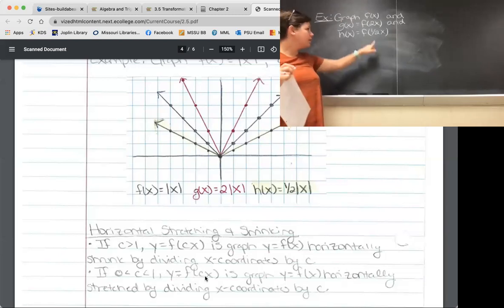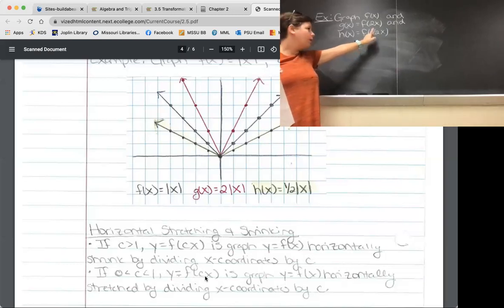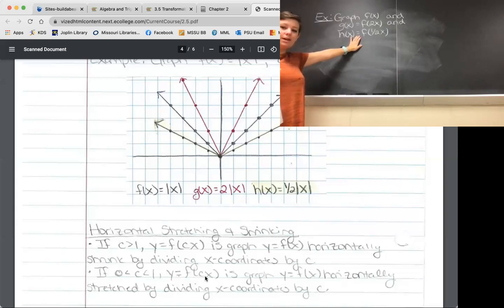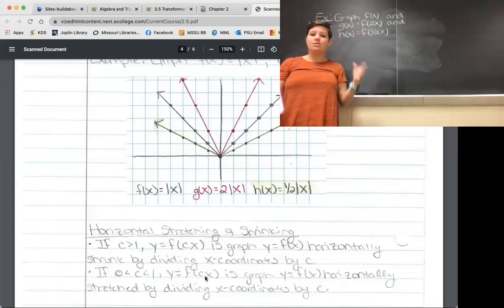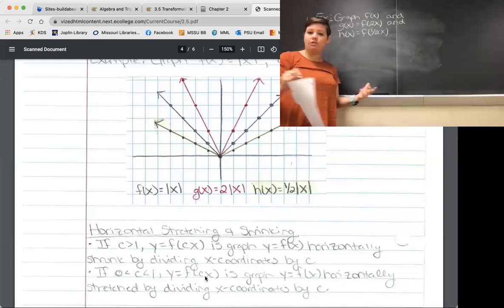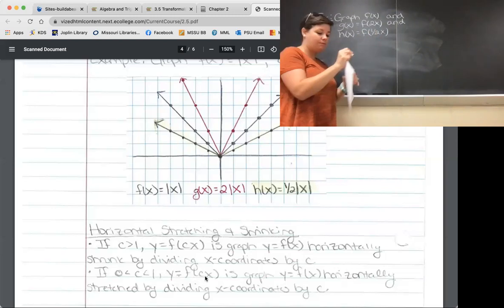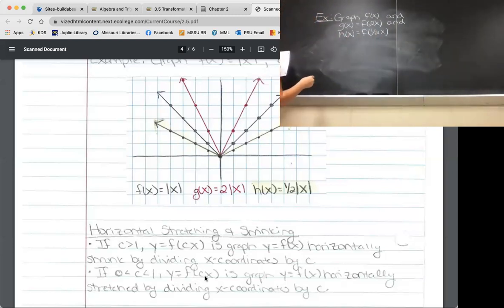Immediately just looking at these, you should know that we're going to do horizontal stretching and shrinking, because the C's are inside of your function, whereas when it was vertical, the C's were outside. When you're doing anything vertically, it's always outside the function. It's always tacked on at the end, or it's a constant out front. When you are doing horizontal transformations of any kind, it's always inside the function itself. So let me show you what I mean. Here is our f of x. This is the one that they're going to give you.